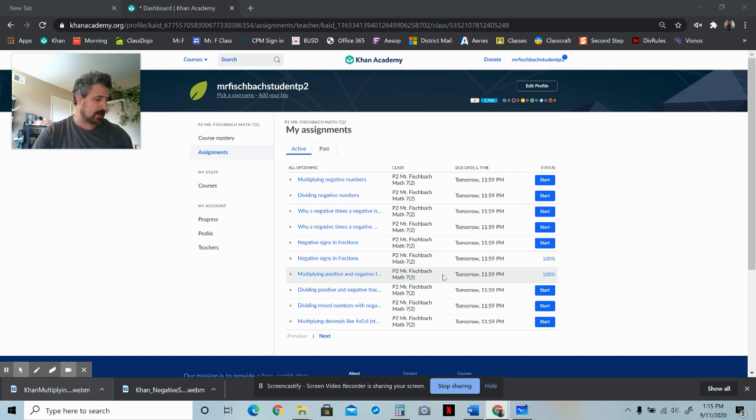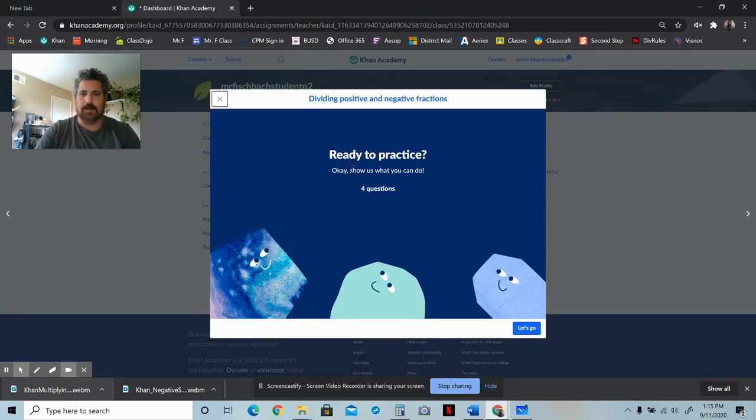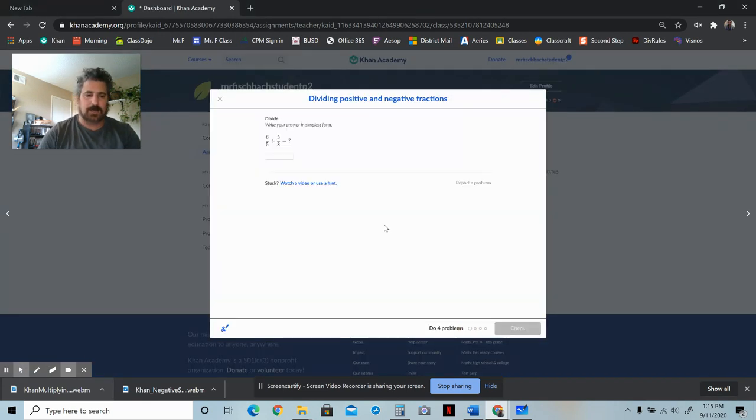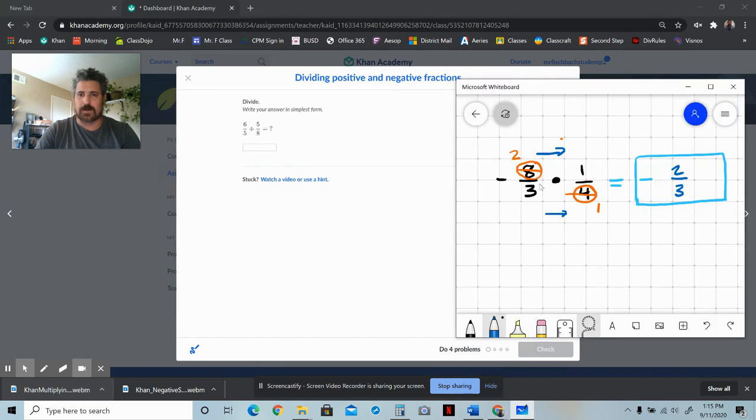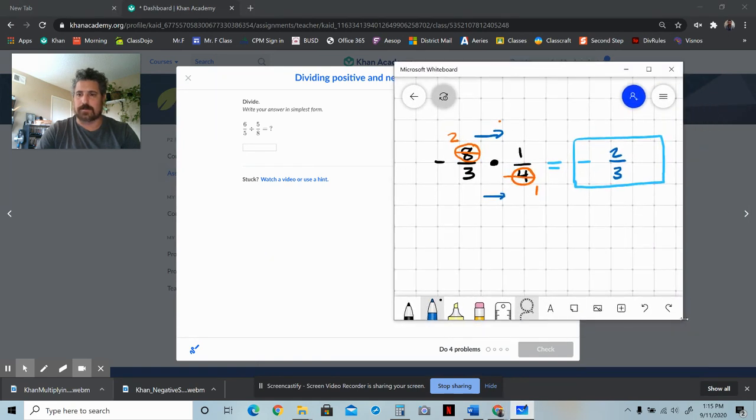This one is on dividing positive and negative fractions. So let's take a look on your assignments there. Dividing positive and negative fractions right there. I'm going to click on that one. We'll get started. Okay, let's get ready to practice. I'm going to zoom in a little bit, see if that makes it a little easier for you guys to see the problems. And then let's get the whiteboard out and we'll do some of these problems together.